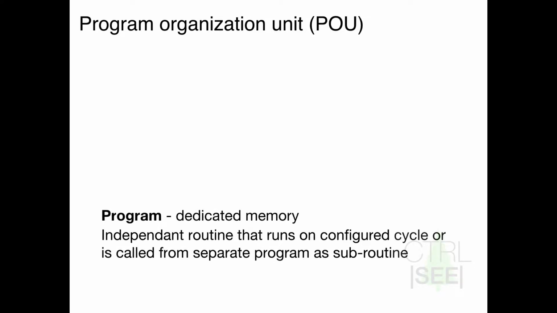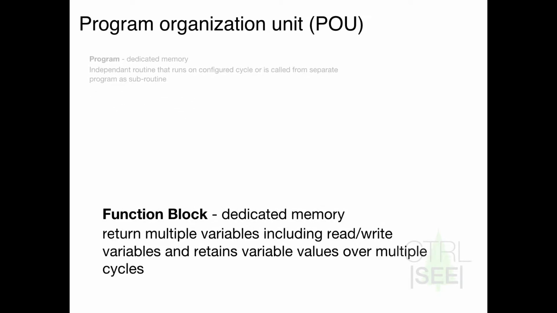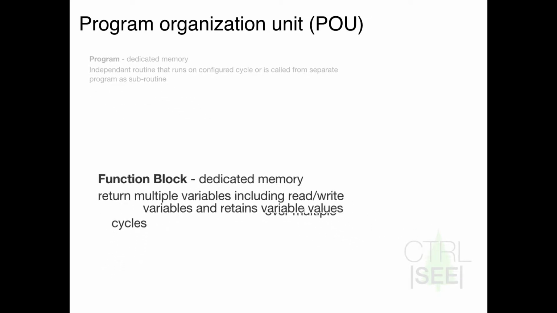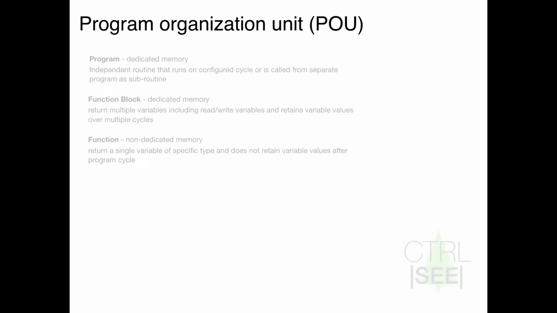So beginning with the program, it uses dedicated memory and runs in a loop or as a subroutine off the main task. A function block also has dedicated memory, returns multiple variables, and has a separate instance for each. And functions are instantiated inline in the code and have no dedicated memory.